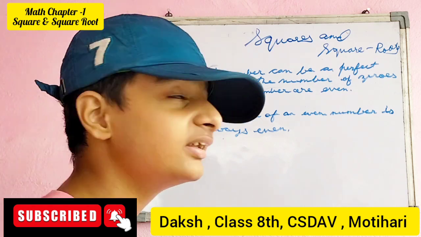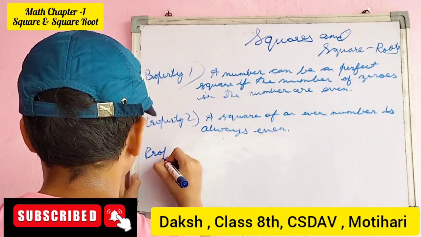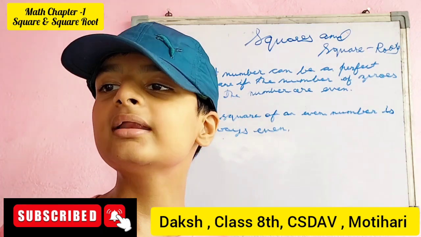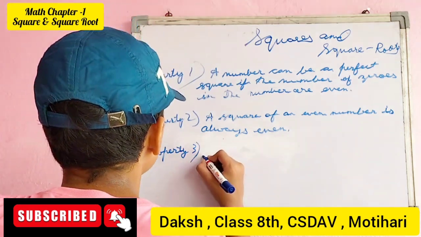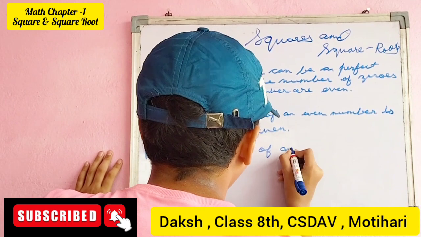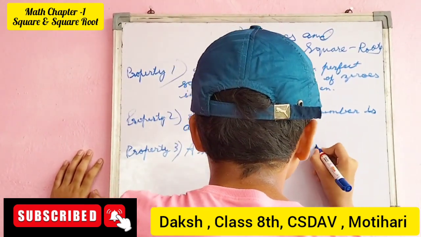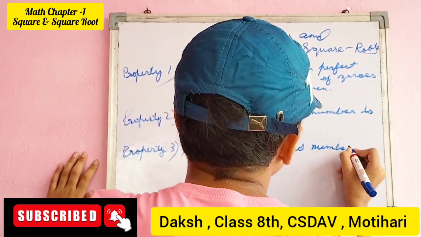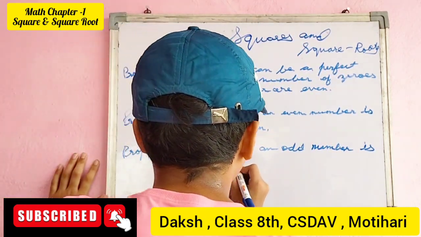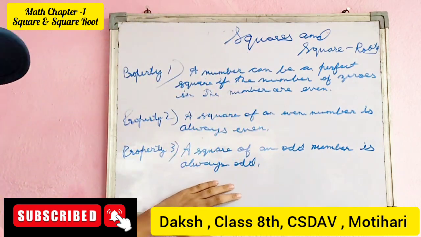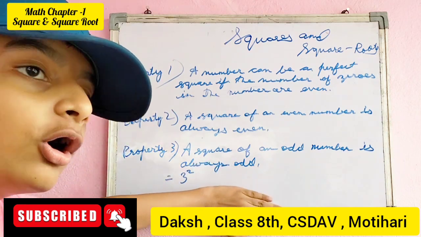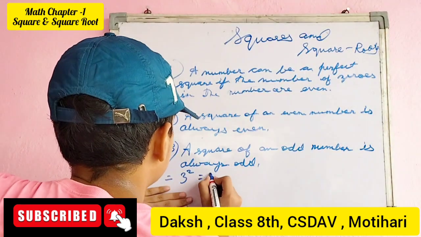Now comes property number 3. Property number 3 says that a square of an odd number is always odd. Meaning that the square of an odd number, take for instance 3 square, will always be an odd number, like 9.